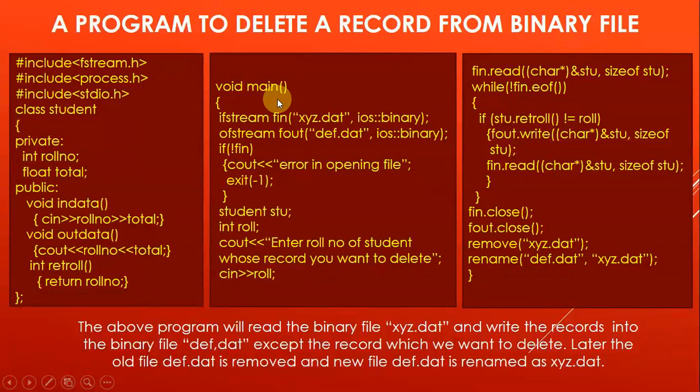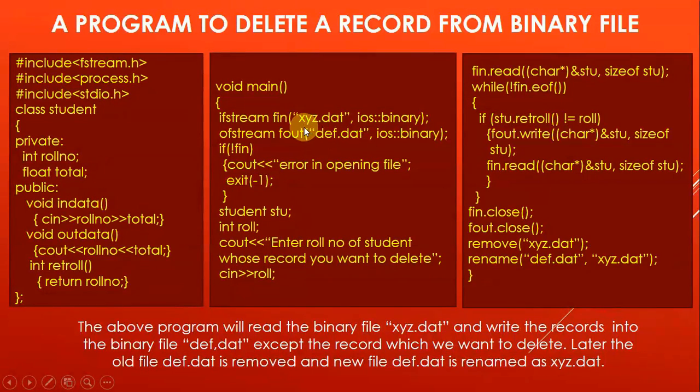To delete a record, I am using the same logic. I will first open the file from which I want to delete in the input mode. See, I have created an object of ifstream class, and this is the binary mode because this is a binary file. And I will open one more file in the ofstream mode. You can see here fout is an object of class ofstream, and I am associating it with the file def.dat, and again it is a binary file.